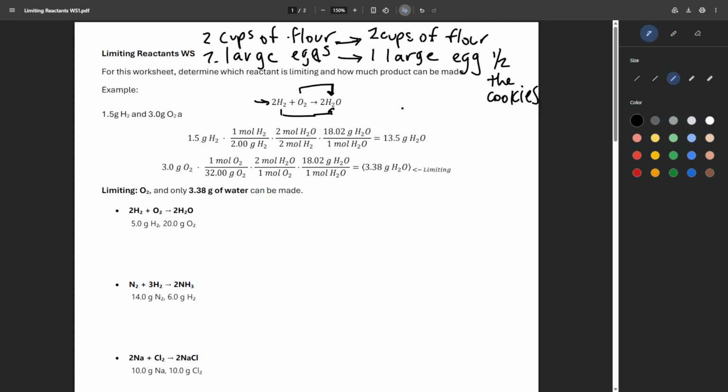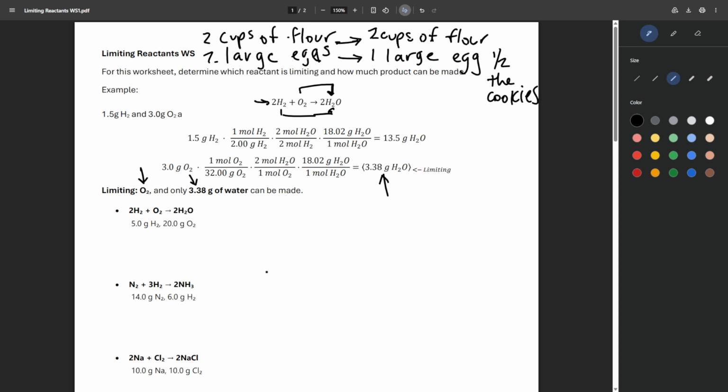So clearly, you have plenty of hydrogen because you could make lots of water with that. So in this reaction, what limits the amount of water that you can make is the oxygen. So in this case, you can only make 3.38 grams of water. And so the limiting reactant is oxygen, and you can only make 3.38 grams of water.